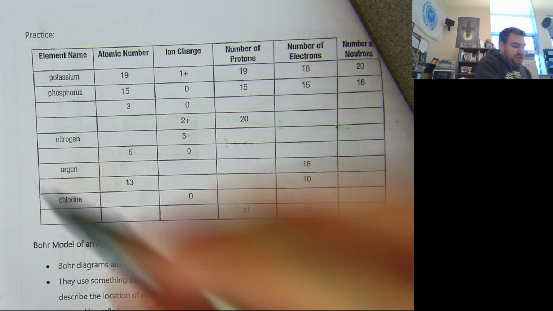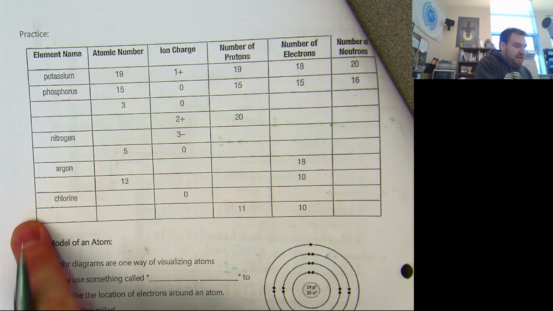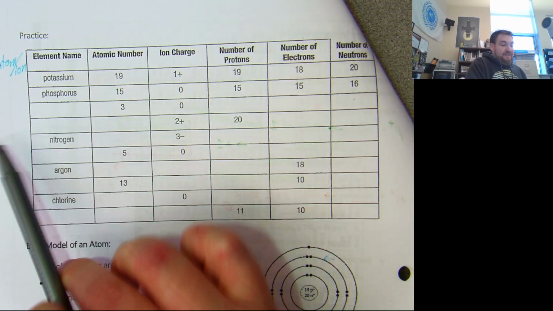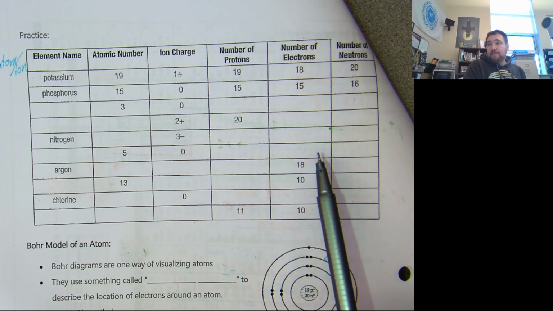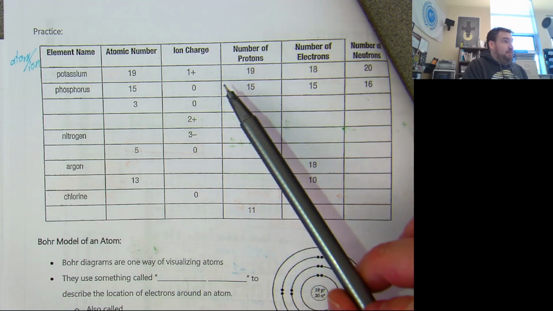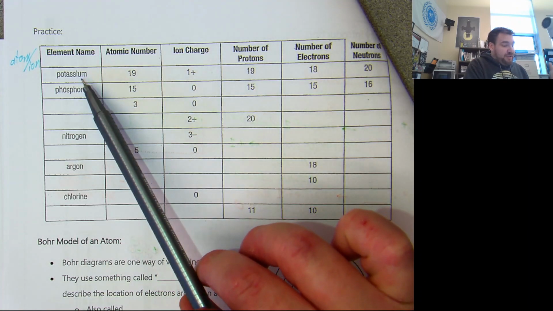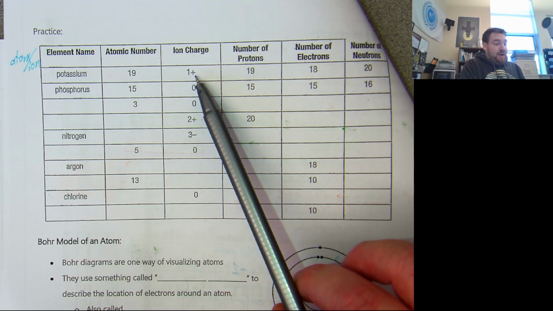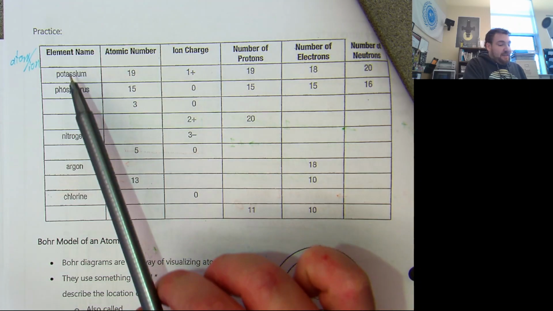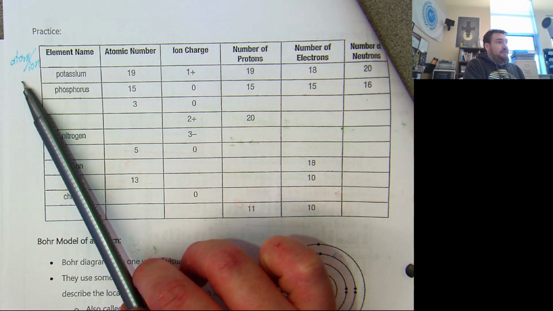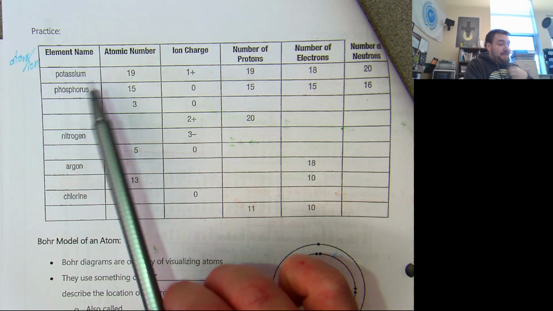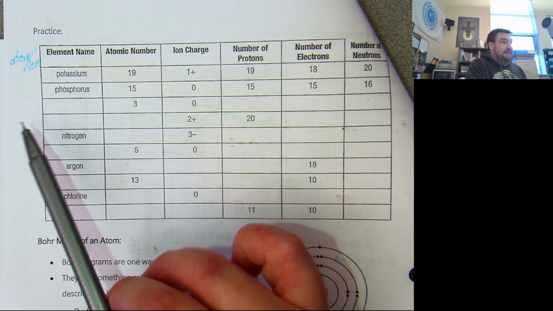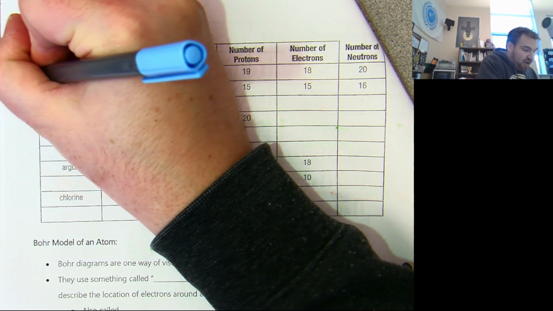The other thing I want you to do in this column right here, where there is nothing written, is tell me whether you have an atom or an ion given the information that's present. For example, I'll go through the first one. Potassium, the element is potassium, it's got an atomic number of 19. This potassium has a charge of +1. If it's charged, then the potassium is an ion. So you've got an ion of potassium.